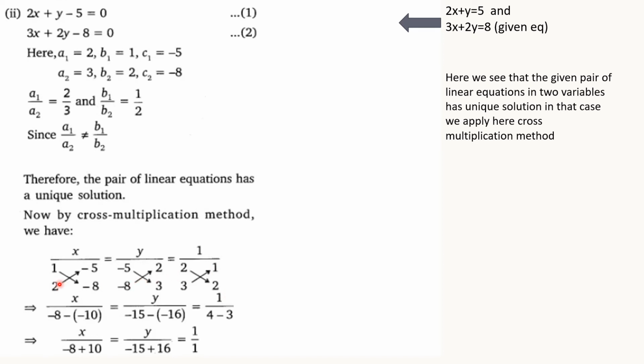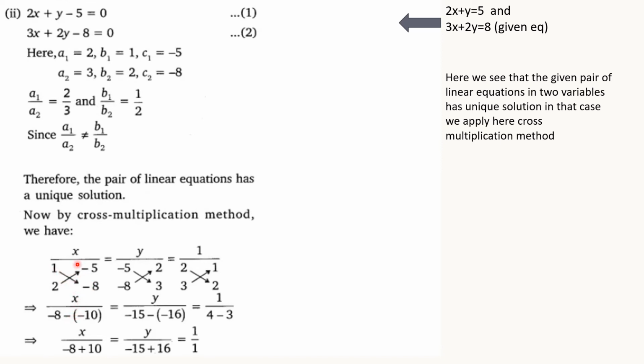Now here put the arrows between them. This is the upward arrow and this is the downward arrow, which means that you are cross multiplying the 1 with minus 8 and 2 with minus 5. When you multiply 1 with minus 8, you get minus 8, and when you multiply 2 with minus 5, you get minus 10. So while subtracting, put the minus sign between them.